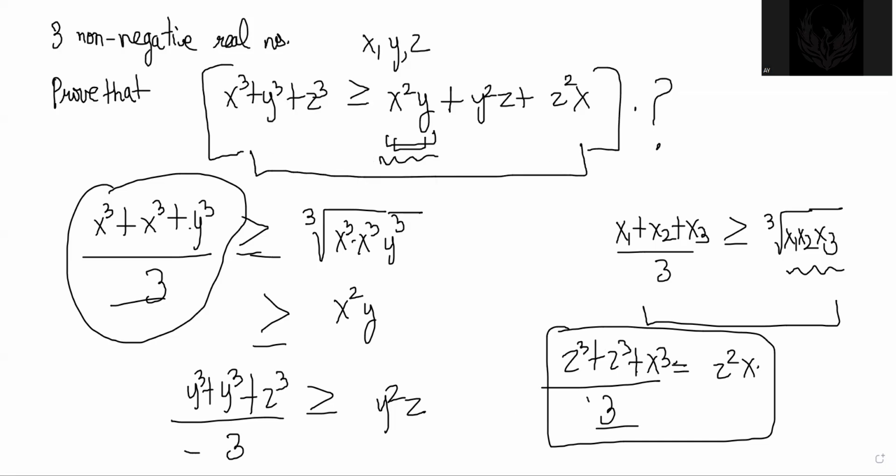Again, you have to be smart about how you're applying AM-GM, and where you're applying it. Whenever you see a product term, you have to think, can I get it through some sum terms somehow, right?